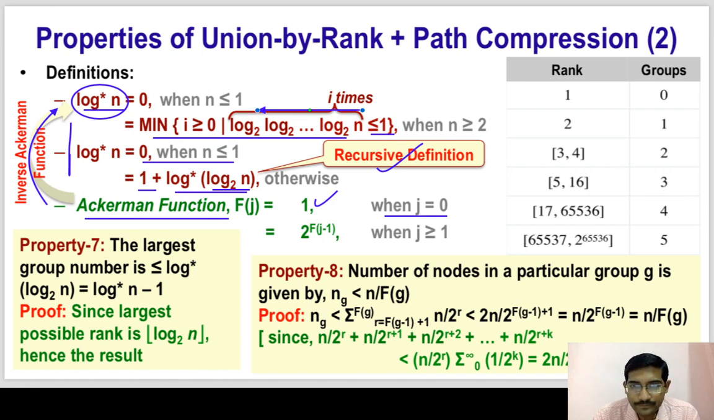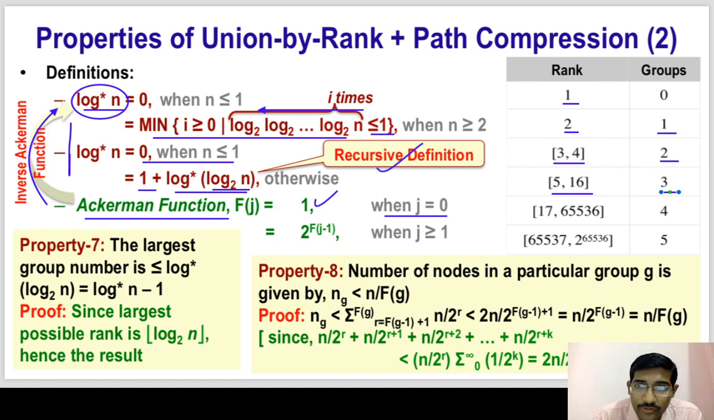To do that, as you can see, this log star n has some significance. If you go for 1, the log star n is 0. If you go for 2, the log star n answers 1. For 3 and 4, in both cases, the log star n answers 2. From 5 to 16, the log star n answers 3.